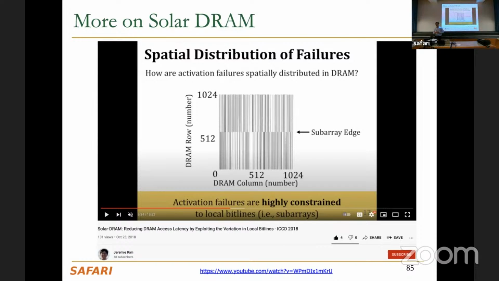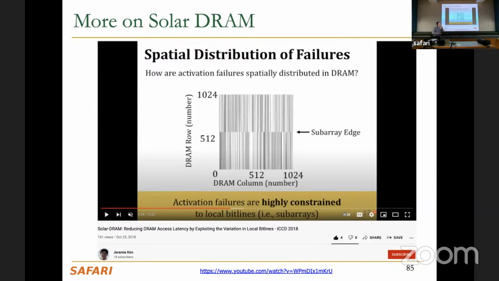In other words, remember in retention time, we saw the phenomenon of variable retention time, right? If you keep testing a DRAM cell, you'll see different retention times. Does the same thing happen for latency? If you keep testing a DRAM cell, do you see different reliable operation latencies? And the answer is basically no. You don't have this variable latency phenomenon, which basically makes it a little bit easier to exploit some of these techniques that we discussed earlier.